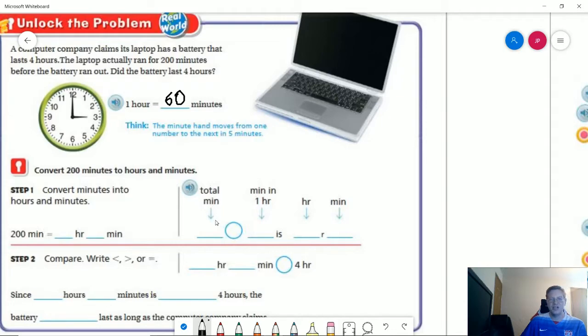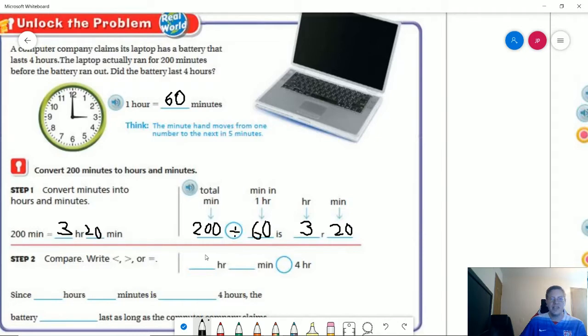To start with, we can do our total number of minutes, which is 200, divided by the number of minutes in 1 hour, which is 60, is going to give us a certain number of hours, and then we're going to have a certain number of minutes left over. So we could go ahead and say 60, 120, 180 minutes to get to 3 hours, and our remainder would be 20. That means we would have 3 hours, 20 minutes.